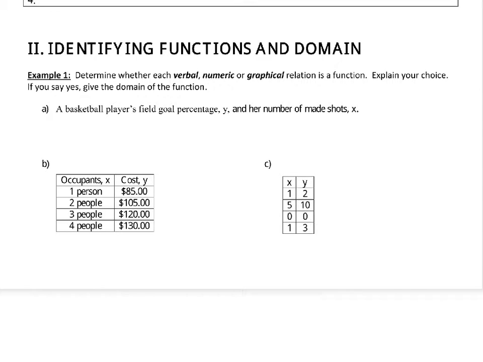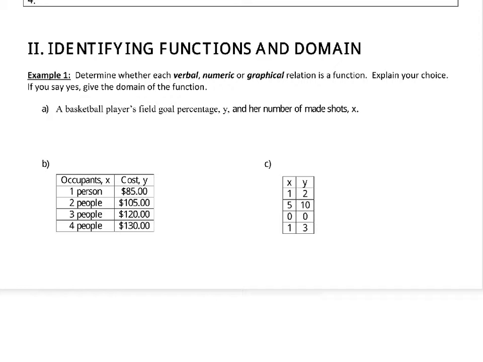Example 1 is associated with objectives number 1 and 2 from this lesson and asks you to determine whether each verbal, numeric, or graphical relationship is a function. If you say yes, you must give the domain. If you say no, we don't need to apply the term domain because, again, it only corresponds to functions. So I'll pick one at random here to try.